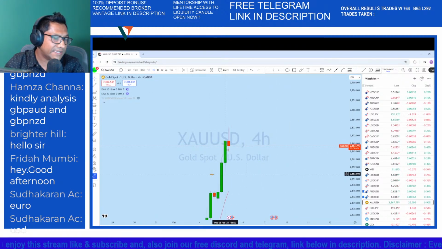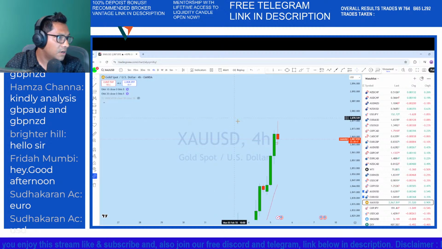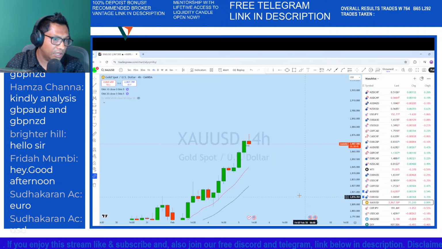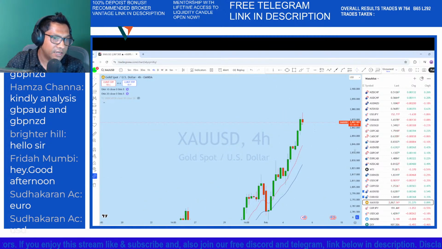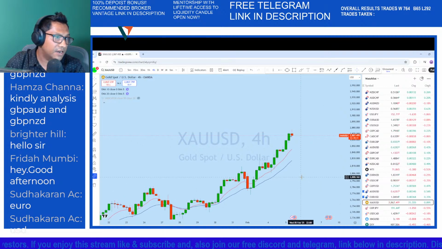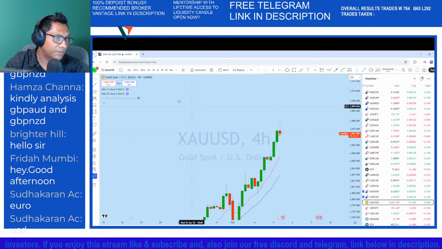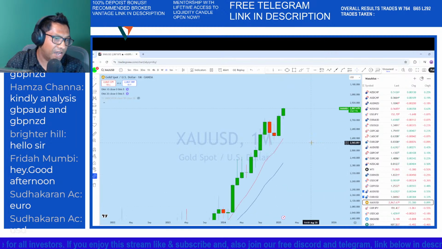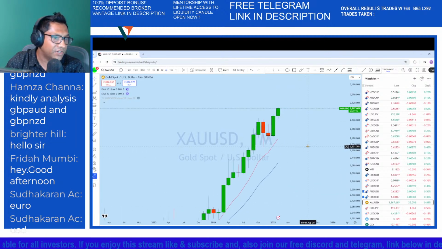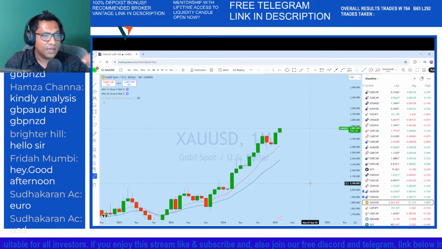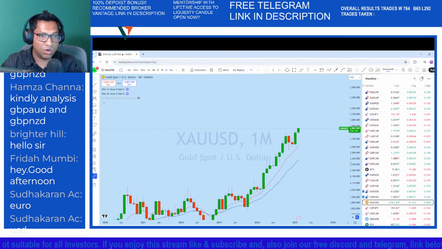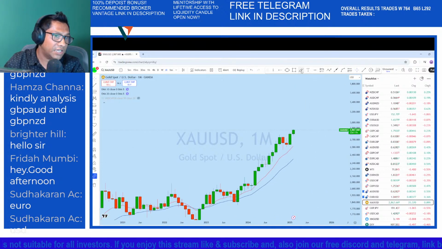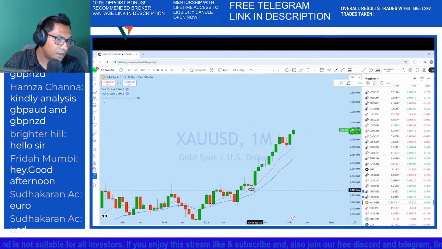So let's see here on XAU USD. First of all, looking at XAU USD on the higher time frame, the monthly chart, to see the overall picture in this instrument. Looking at the monthly, first doing the multi-time frame analysis, and then we'll be looking at the lower time frames. So this is the monthly price action on XAU USD, starting from here.